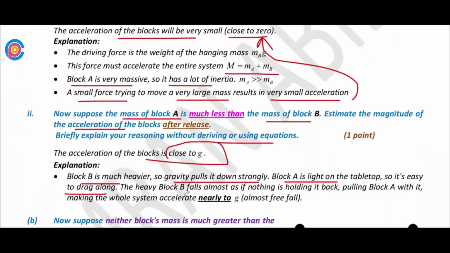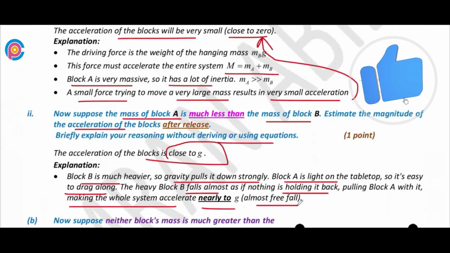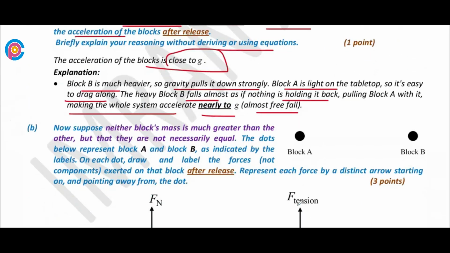It seems block B falls almost as if nothing is holding it back, pulling block A along with it, making the whole system accelerate at nearly g. Almost a free fall condition. So that's the answer. Now the next situation.